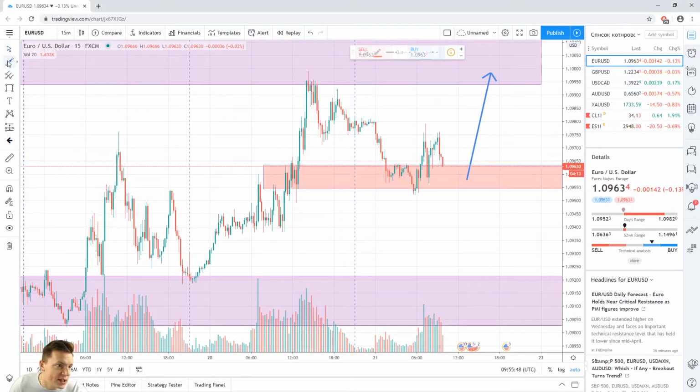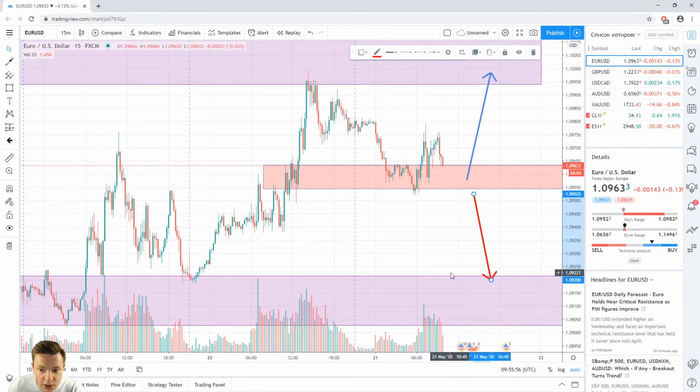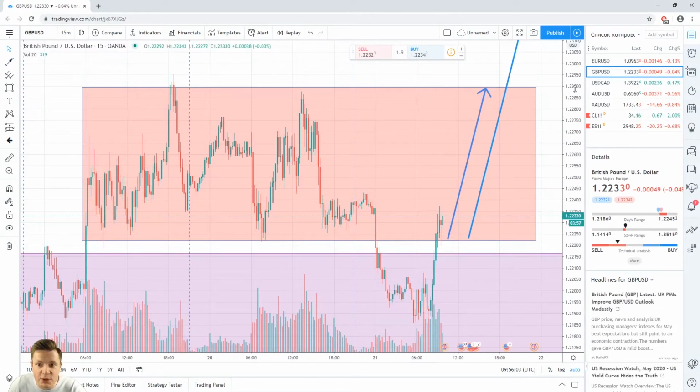Also, if price holds below 1.095, we can expect that the price falls down till 1.092. Pound USD. The pound USD looks also pretty bullish.